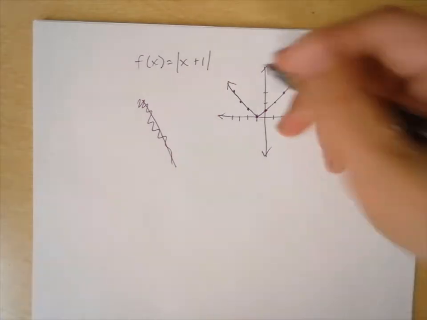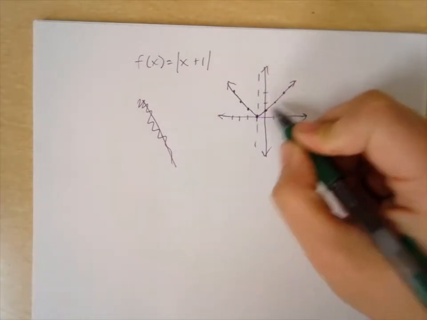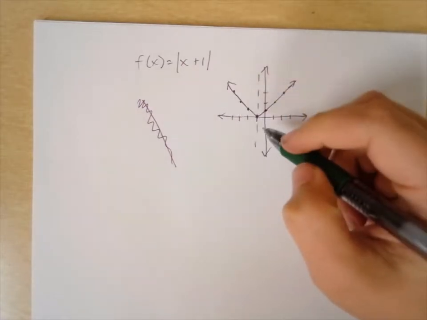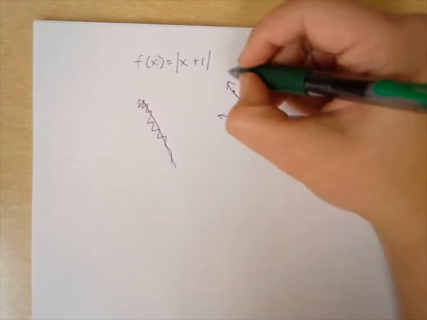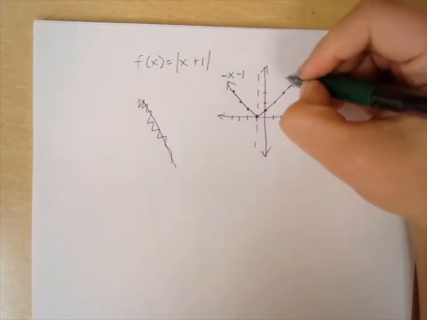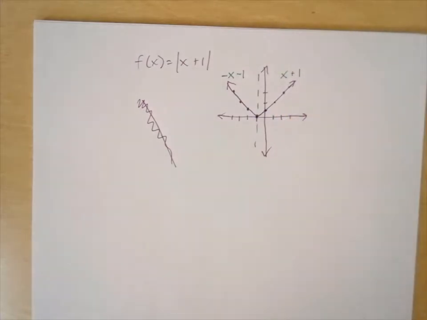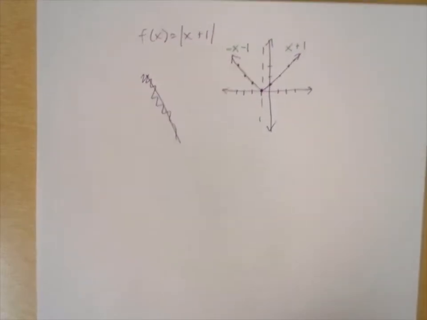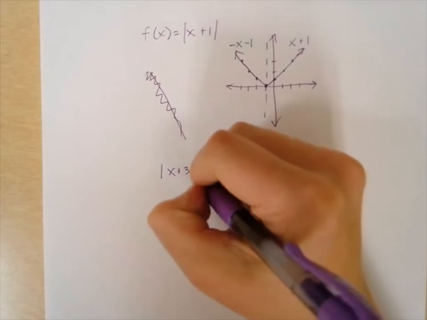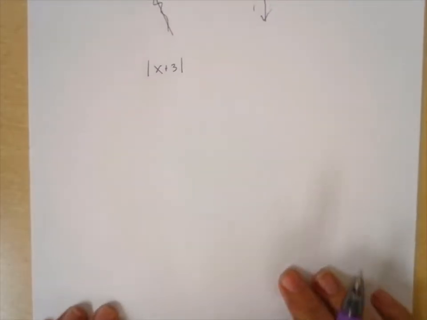Notice that this half of my absolute value function has a positive slope, and this half of my absolute value function has a negative slope. So this half is represented by the function -x minus 1, and this half of the graph is represented by the function x plus 1. So for when we're looking at the absolute value of x plus 3, to help us with the integral, we should graph it first.